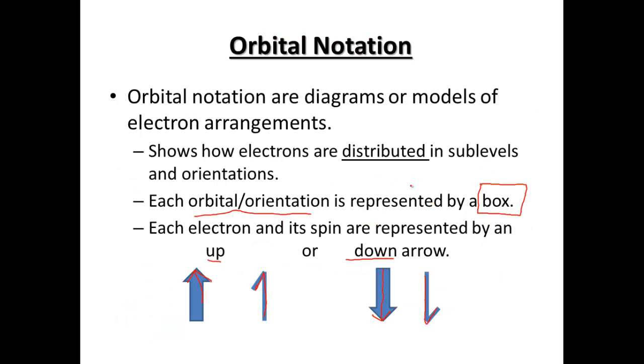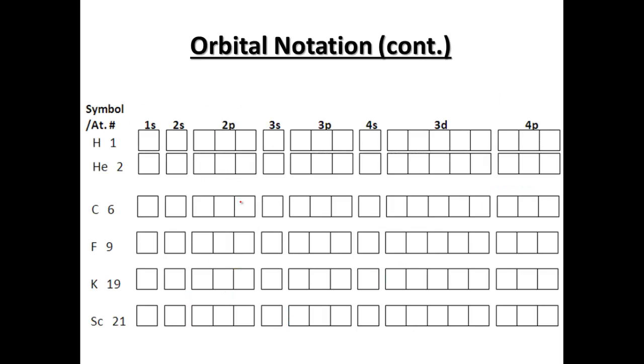Each box, remember, can hold up to 2 electrons, because each box is going to be one of those orbital orientations. So if you skip to the back or the second to back page in your notes, you have listed out some orbital orientations. We're going to work through a few of these problems together.